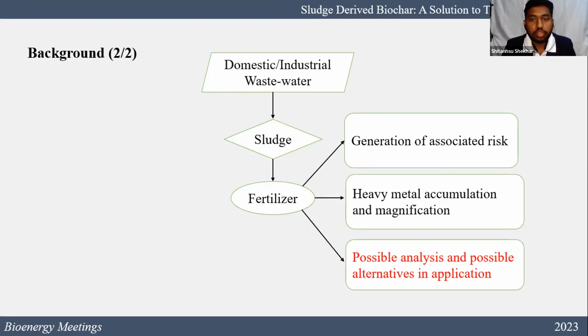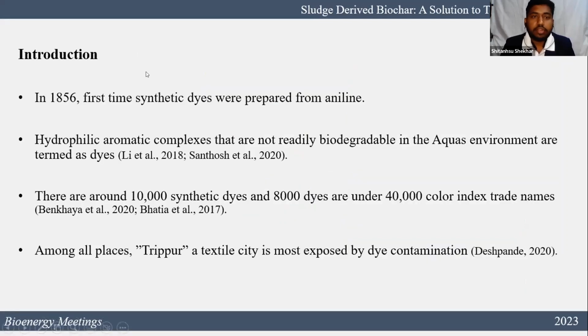So it causes three things. First is generation of associated risk. If we use the sludge directly as a fertilizer, it can generate some risk. That is, it can result in the accumulation of heavy metals and their magnification. So we need to go for possible alternatives. And then I have researched textile dye.